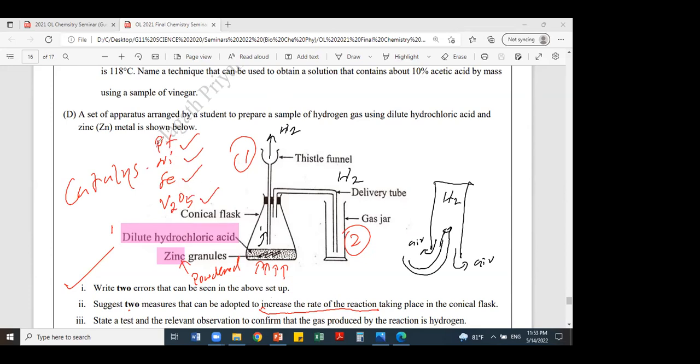Mostly in the nitric acid industry, we use platinum catalyst. For catalytic hydrogenation, margarine production, we use nickel catalyst. Iron catalyst is used for the production of ammonia by the Haber process, given in grade 10. And vanadium pentoxide is for manufacturing sulfuric acid, battery acid. V2O5 is used as a catalyst.